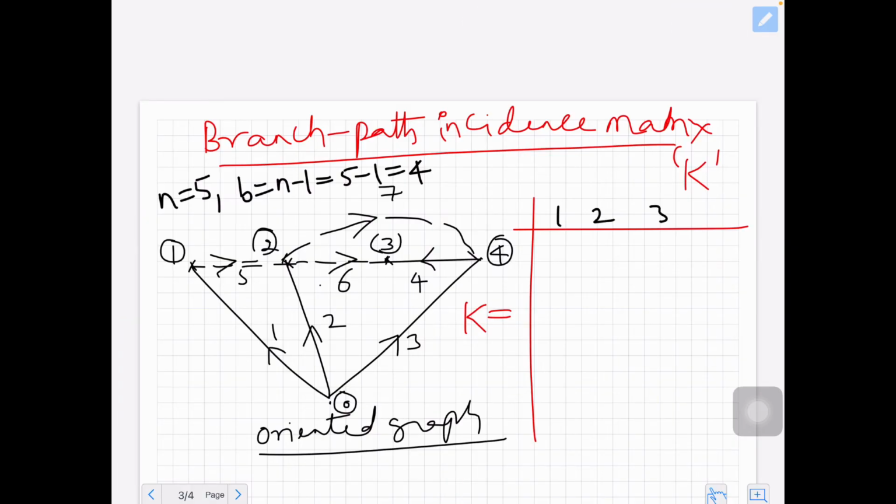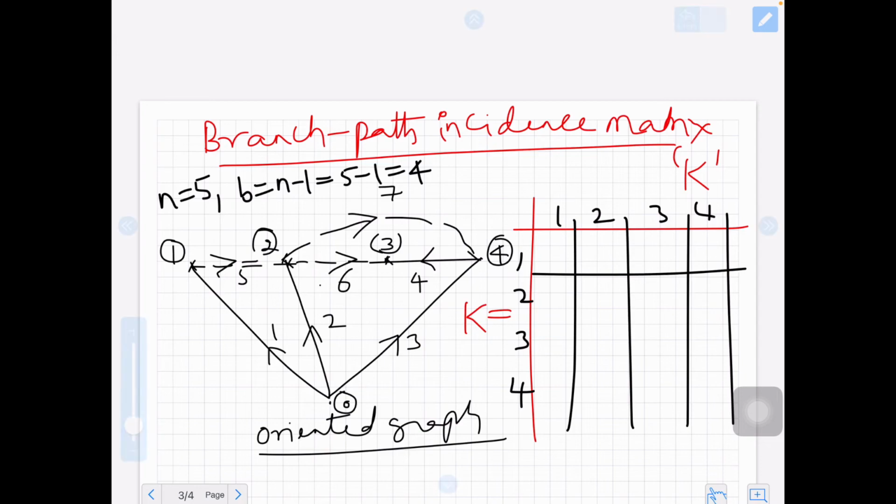1, 2, 3, 4. Here also consider 1, 2, 3, 4. So the order of the K matrix is equal to the number of branches. Number of branches are 4, therefore it is written as a 4 cross 4 matrix. How to fill the elements? That is the next challenge.